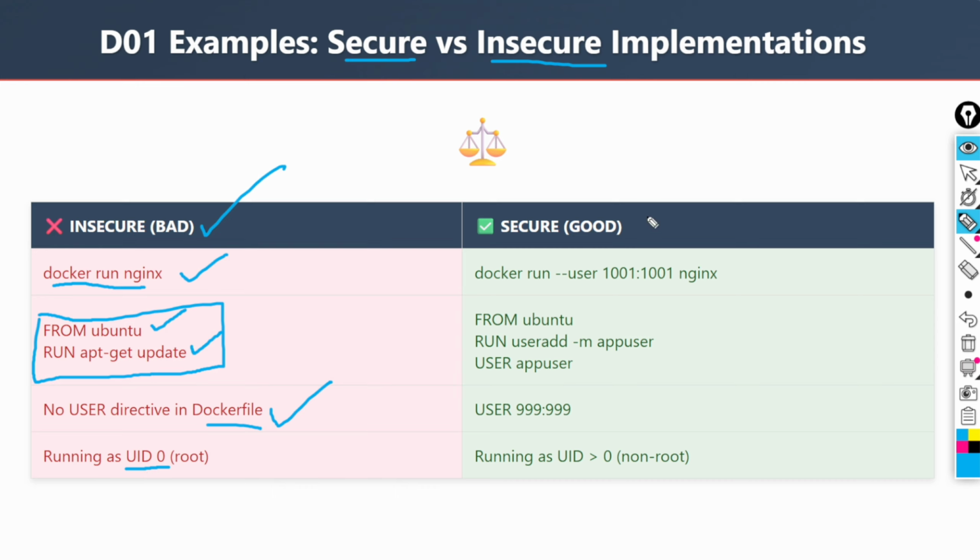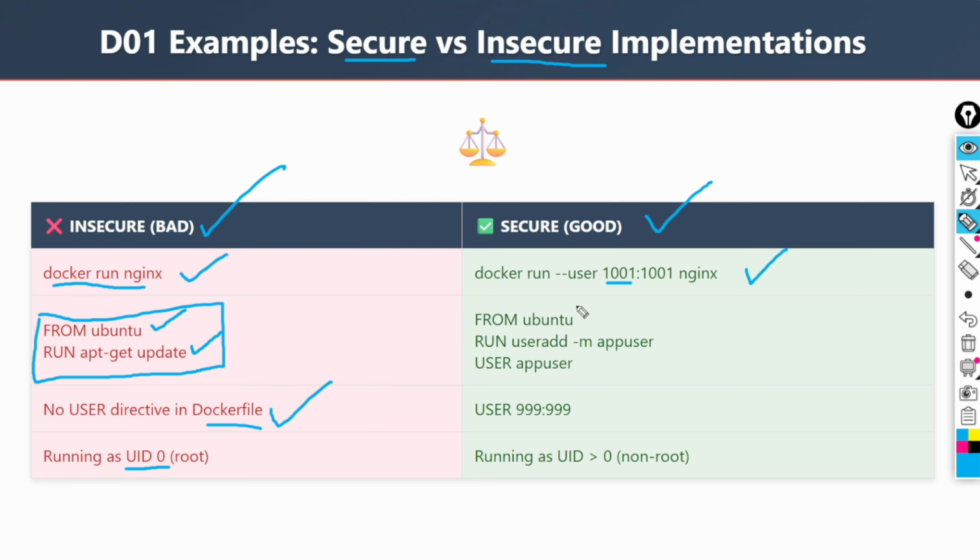Okay, and coming to the secure way, which is good practice, we can say this particular command basically runs a container as a non-root user with UID 1001. Okay, so this was the user ID. And as I said, if it is 0, then it is root, and if it is non-zero, then it will be a non-root user.